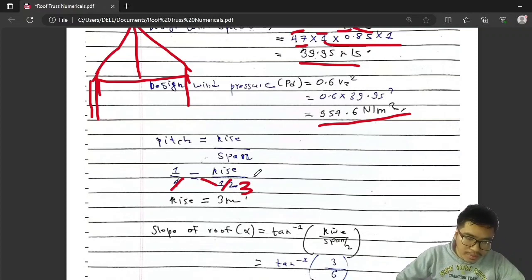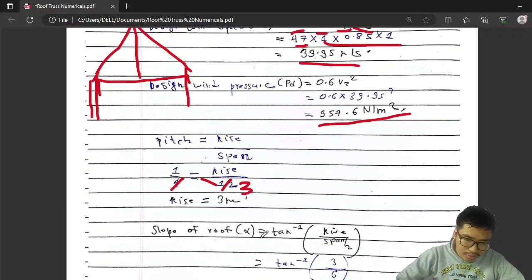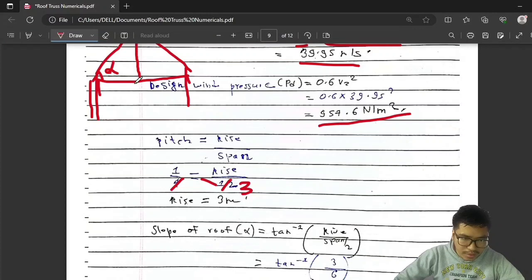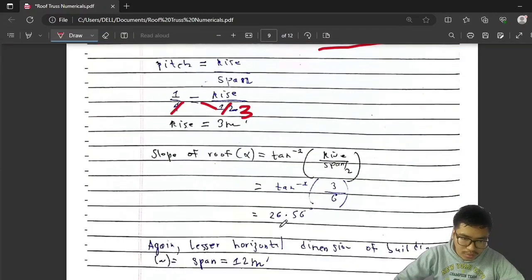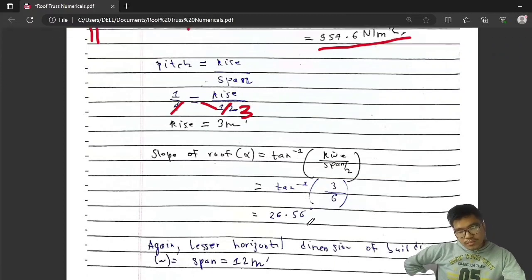To calculate pitch, the pitch is this rise divided by this whole span, but to calculate this alpha, the slope, alpha is from horizontal, so slope is this vertical rise divided by only this, which is span divided by 2. So slope of roof is 26.56 degree.